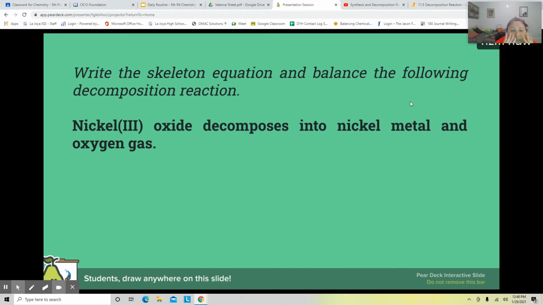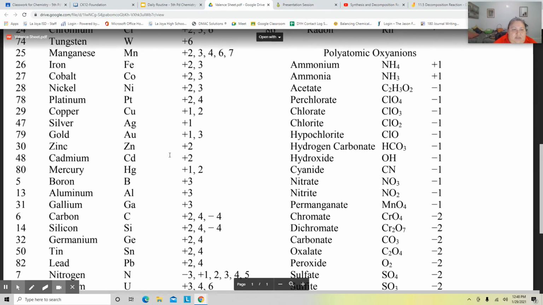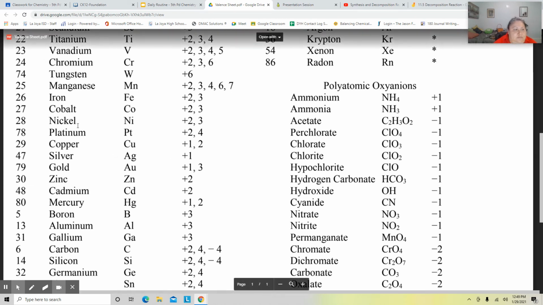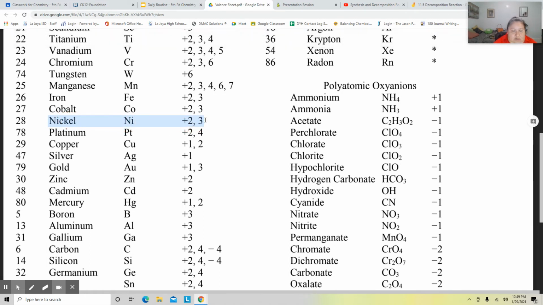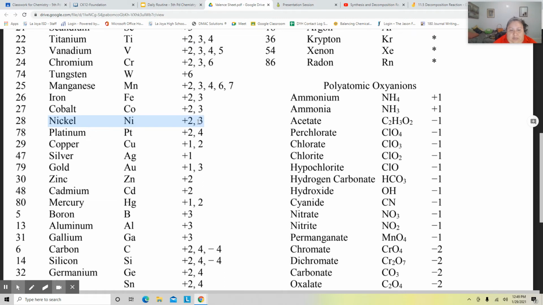Oh no, let's see, what shall we do? Well, nickel 3 oxide is an ionic compound, so I need 2 pieces of information. I need the symbol and the charge for both of these elements, right? So I'm going to go into the valence sheet, our reference material, right? Our reference material is here. We need to find nickel. Nickel. Right here. Everybody sees nickel? Nickel has a symbol of Ni and either a charge of +2 or a charge of +3.